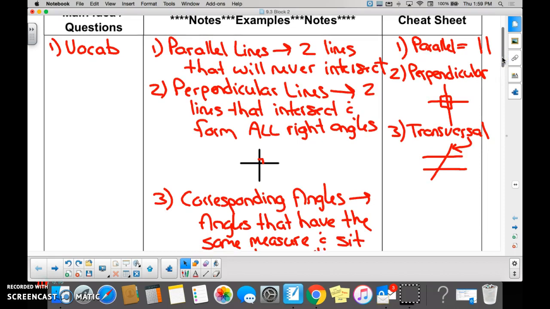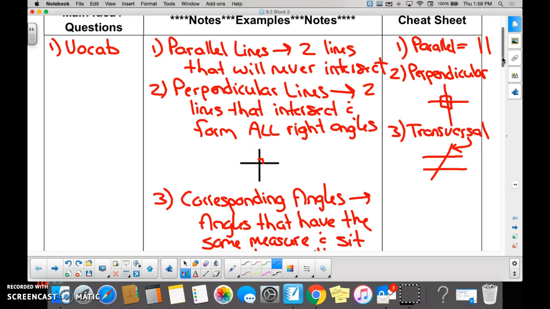Parallel lines are two lines that will never, ever, ever what? Intersect. Perpendicular lines are two lines that intersect and do what? How many right angles do perpendicular lines form? 4. 4 right angles.